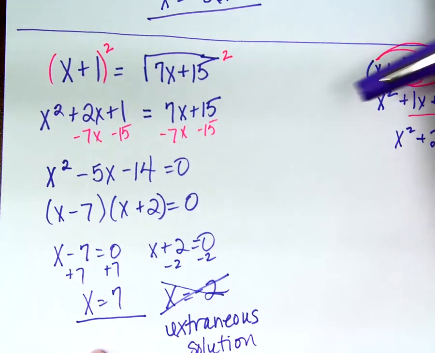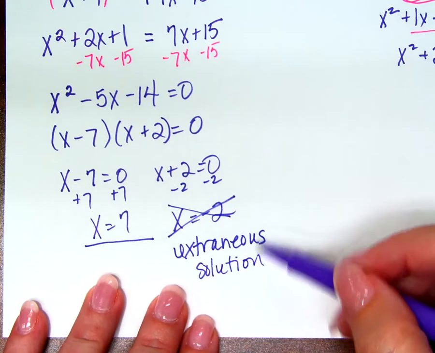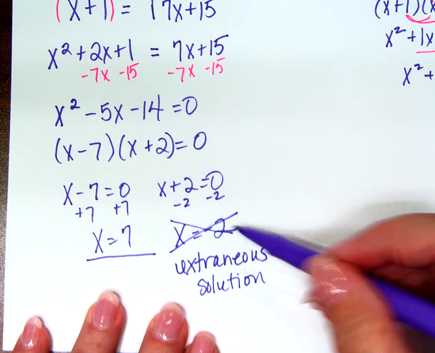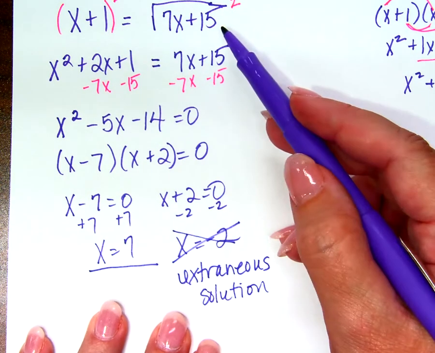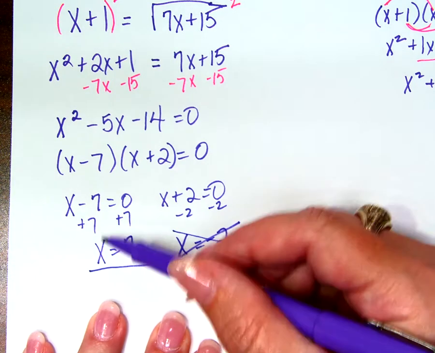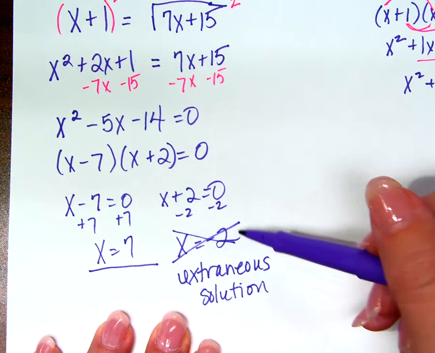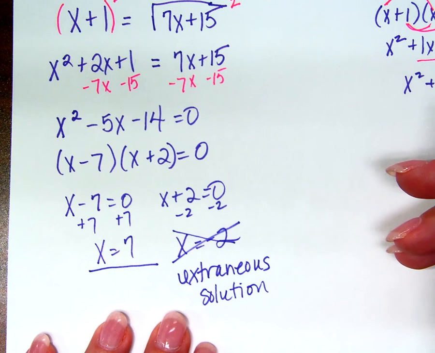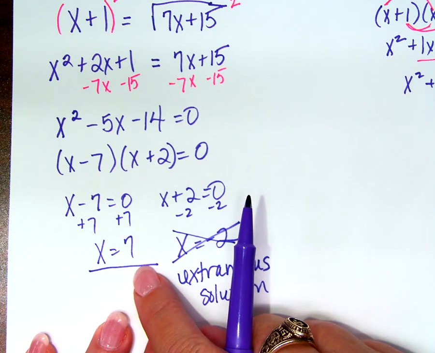It's called an extraneous solution. It's an extra solution that we got that doesn't work. We created it by squaring both sides, by adding that kind of dimension to the problem, and that helped us get the actual solution, but this one actually doesn't work. Okay? So this right here is our answer, x equals 7.